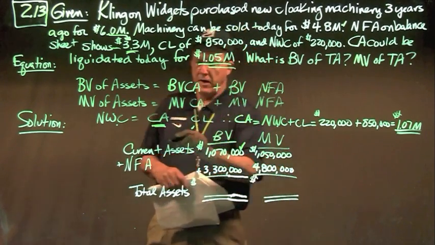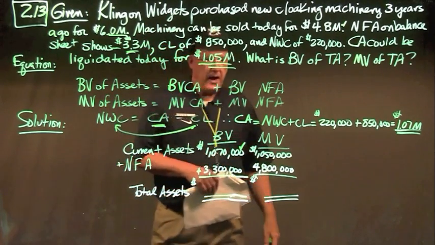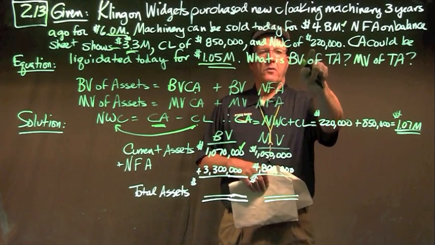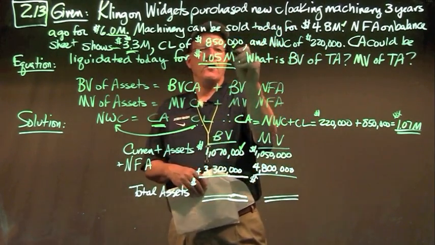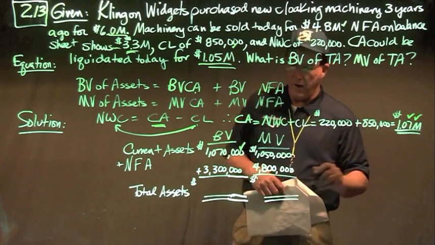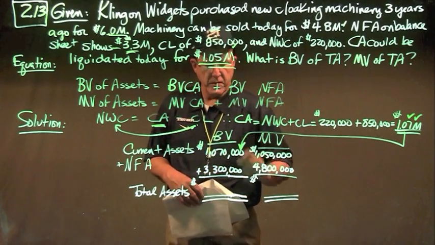plus my current liabilities, just bringing current liabilities to the other side of the equation. Current assets equal net working capital of $220,000 plus current liabilities of $850,000. Plug that in and I get current assets on the books of $1.07 million. That's the first box I have to fill.